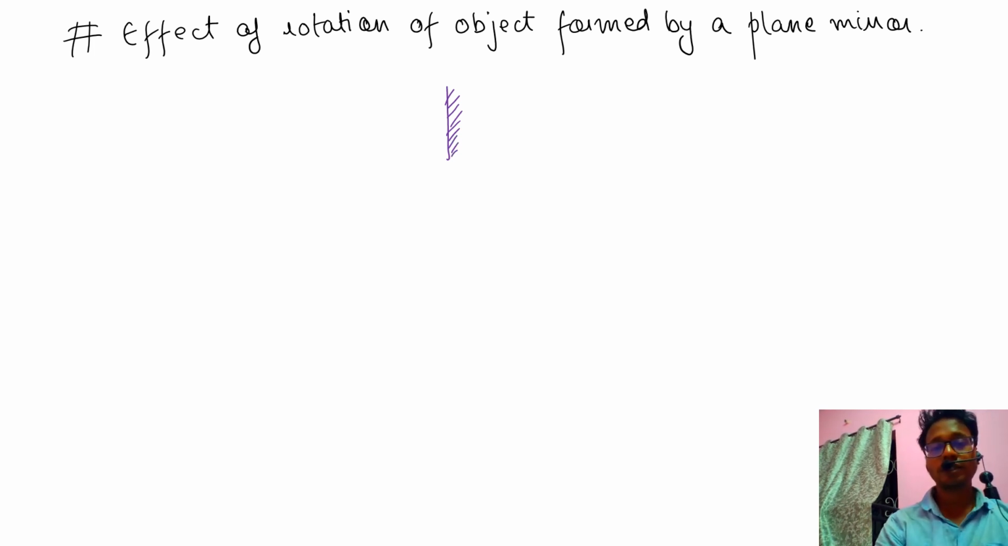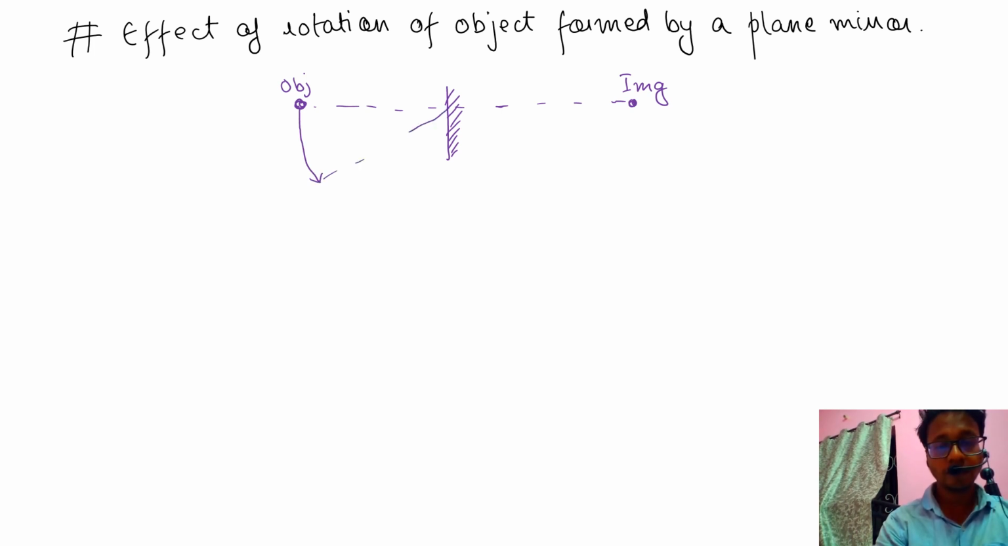Now suppose there is a plane mirror. Suppose there is an object out here. The image will be out here. This is the object, this is the image. Now suppose I rotate the object by theta degree clockwise or theta degree anti-clockwise. So this is the new position of the object. My question is, where will the image be formed? The image will be formed somewhere around here, image 1, making a 90 degree angle with the mirror.